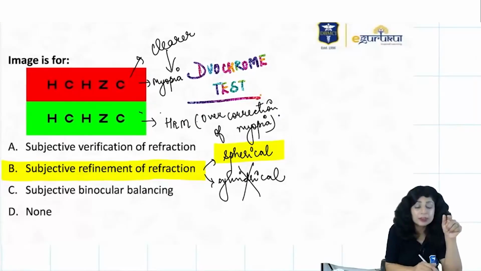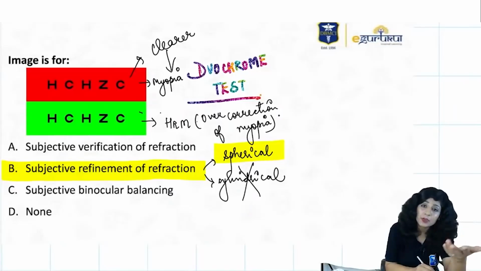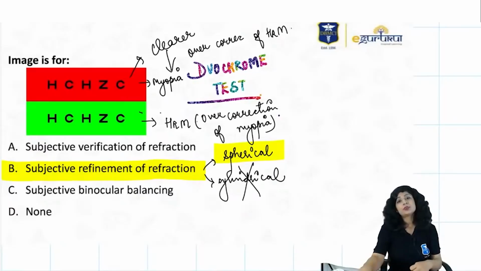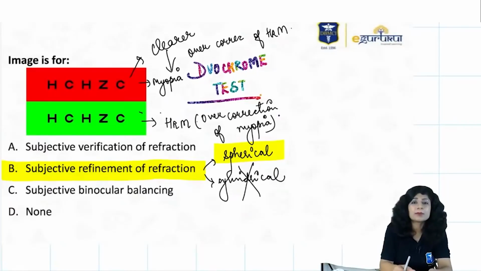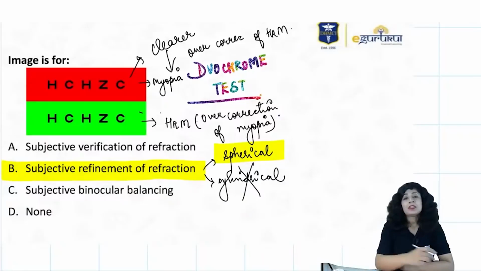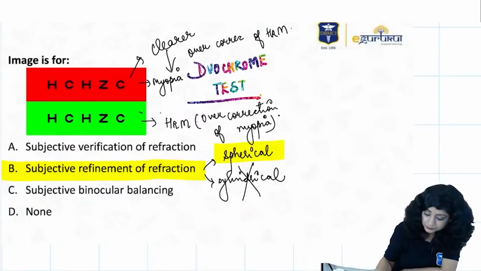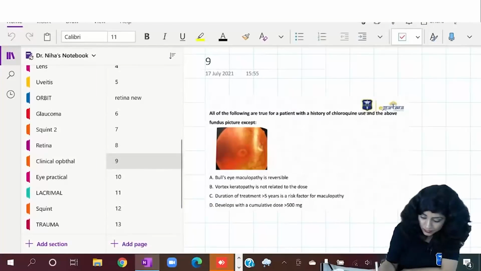While in cases of the red one, it could be a myopia or it could be an overcorrection of the hypermetropia. So the other way round also it could be correct. Though we are not using this Duochrome test much nowadays, you should know it, and it is important for the examination purpose. So it could be a myopia, or an overcorrection of hypermetropia, or a hypermetropia and the overcorrection of myopia, right? Yes.